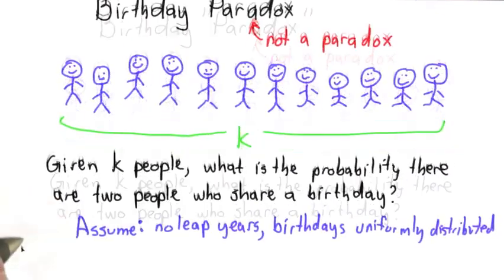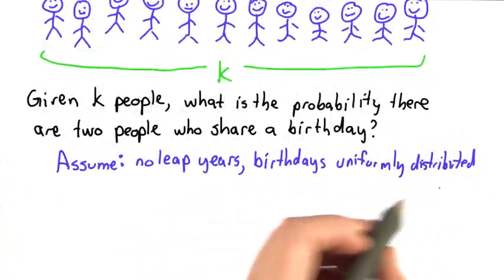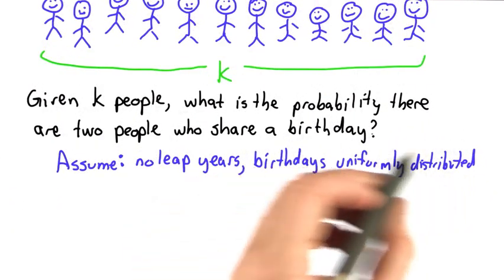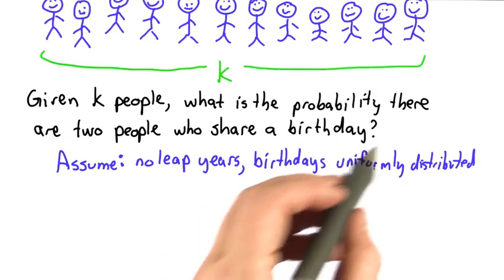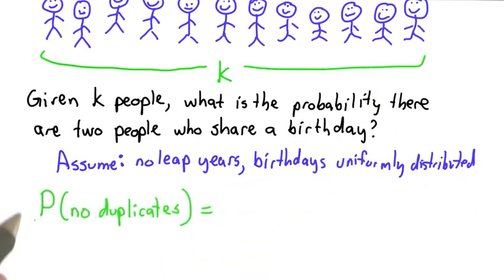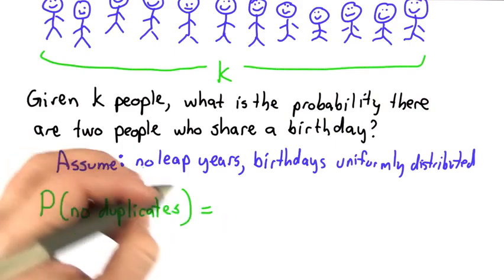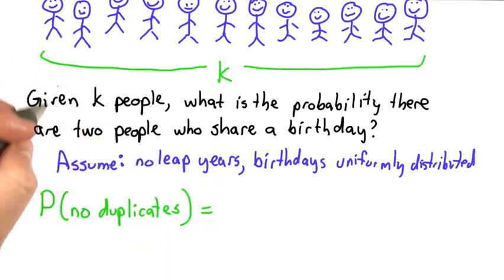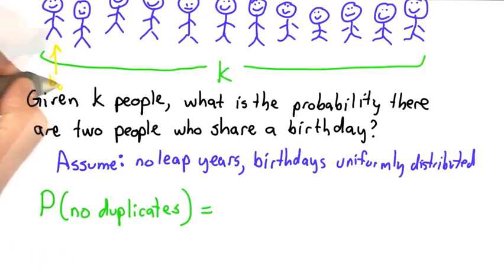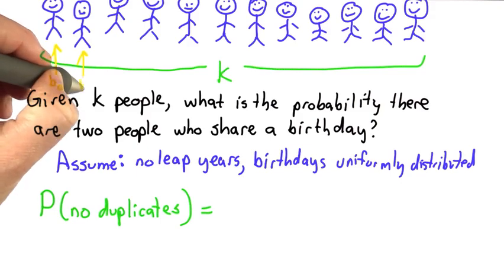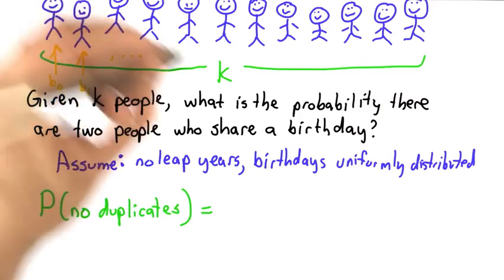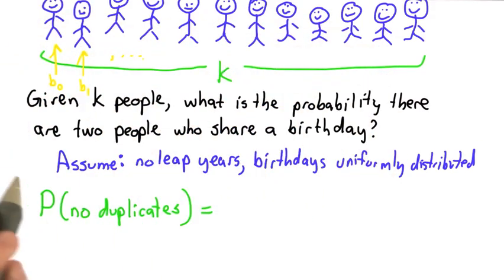So let's compute this. We'll assume that there are no leap years and that birthdays are uniformly distributed. We assume the same property for the outputs of our ideal hash function. So we'll compute the complement probability that there are no duplicates, and then the probability that there is at least one duplicate is 1 minus this. And the way to think about that is, well, we can go through the people in the class. We can assign some birthday to each one. So we'll assign B0 to the first one, B1 to the second one, and keep assigning birthdays. There are lots of different ways we could do that.